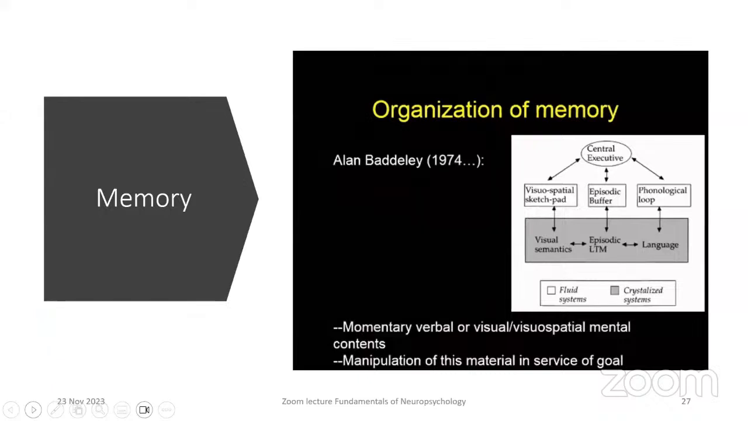Baddeley's model, again, I'm just showing the central executive and the visuospatial sketchpad. That's for visual semantics or visual facts. The episodic buffer is a time-related buffer. The phonological loop handles whatever language you are hearing. So this is the crystallized system, versus the fluid system. The fluid systems are temporary systems, which hold momentary verbal or visuospatial mental contents, and allow manipulation of this material and remembering it into the crystallized system.